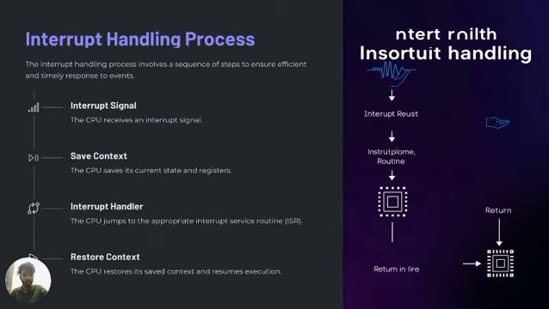Interrupt handling process. The interrupt handling process involves a sequence of steps to ensure efficient and timely response to events. Interrupt signal: the CPU receives an interrupt signal. Save context: the CPU saves its current state and registers. Interrupt handler: the CPU jumps to the appropriate interrupt service routine. Restore context: the CPU restores its saved context and resumes execution.